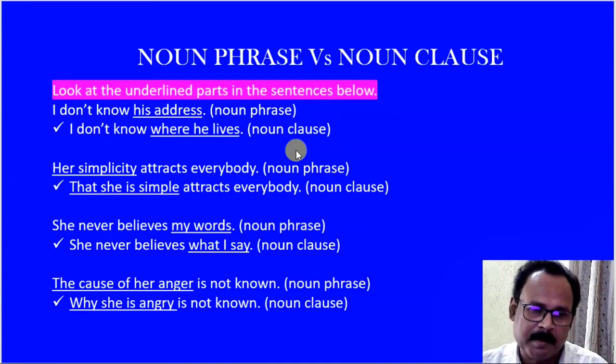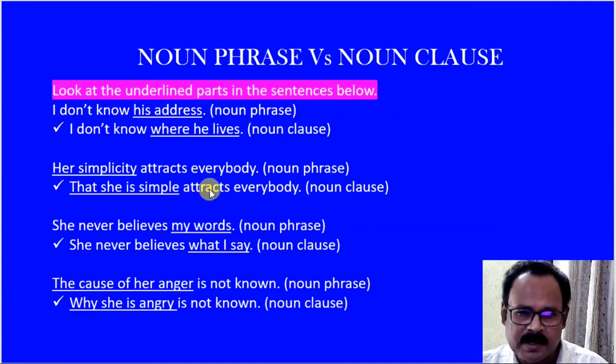In the second example, her simplicity attracts everybody. Her simplicity is a noun phrase.